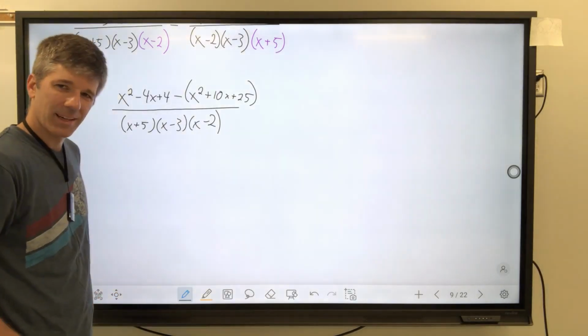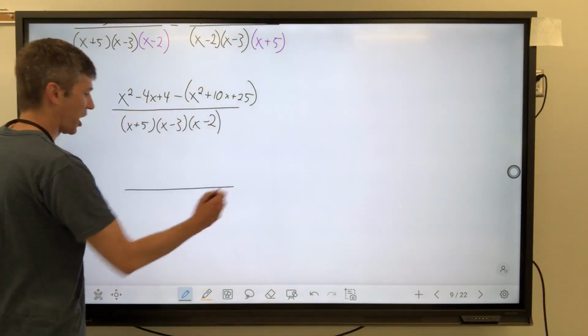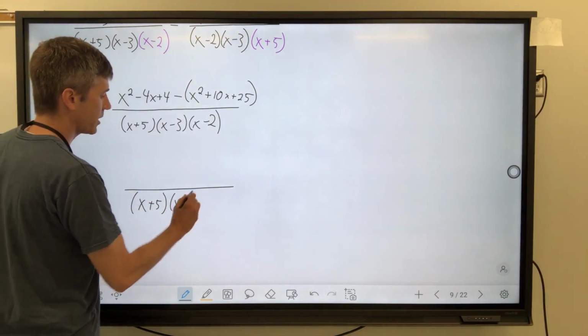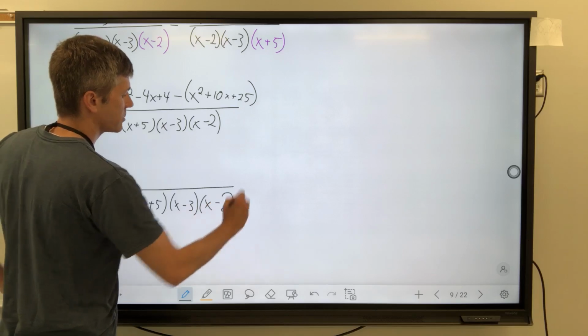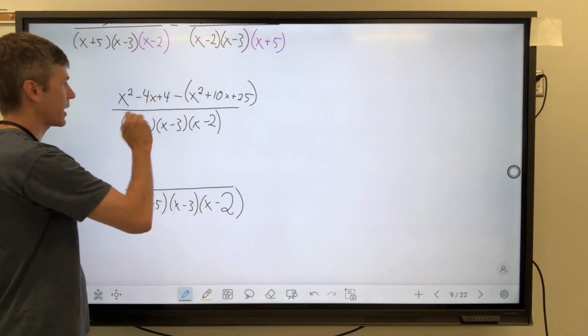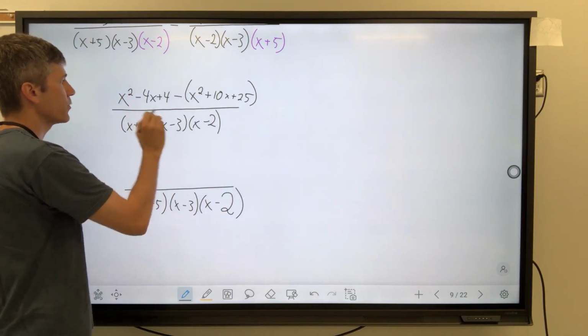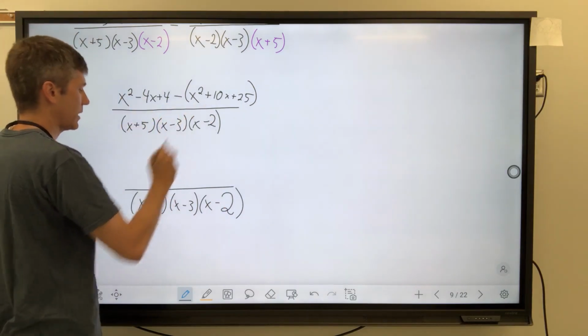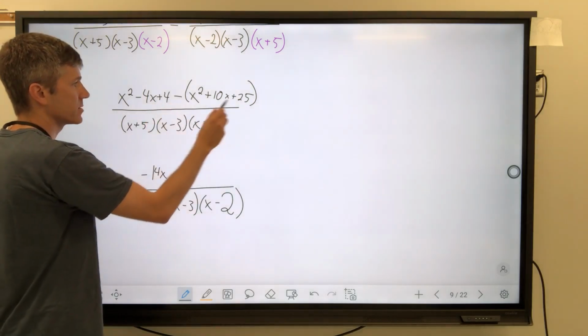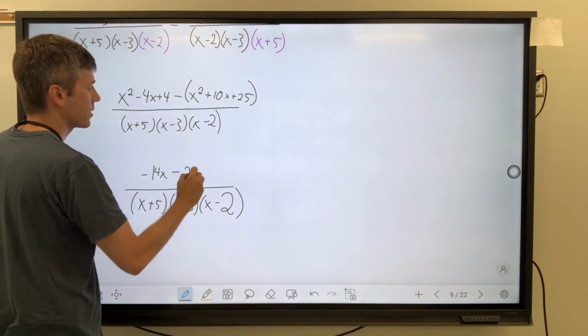Can I just skip a step? I'm going to. I'm tired of writing all these steps. x plus 5, x minus 3, x minus 2. Let's see. x squared minus x squared, they cancel. You're gone. Negative 4x minus 10x, negative 14x. 4 minus 25 is negative 29.